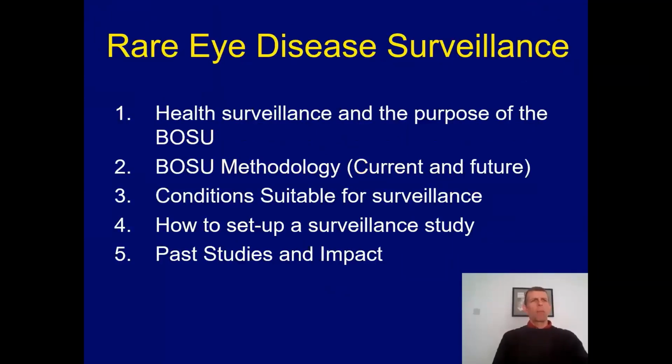I'm going to briefly describe health surveillance and some of its common applications and how we apply these techniques to support rare eye disease research, and then go on to discuss the characteristics that make a condition or rare event suitable for health surveillance, and how to set up a study through the BOSU, and then briefly detail some of the past studies that we've undertaken and their impacts.